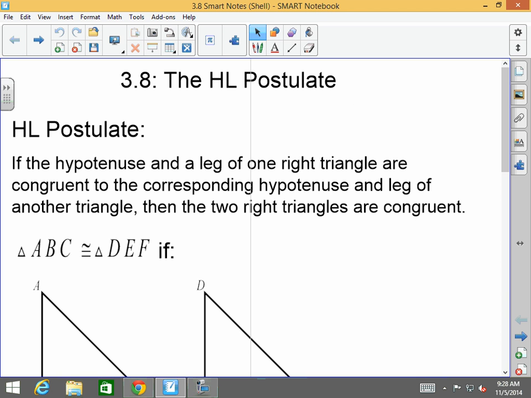Okay? So far we've learned about side-side-side, side-angle-side, angle-side-angle, angle-angle-side, and now this one is HL, hypotenuse-leg. This is the only one, though, that must have a right triangle involved. In the other triangle congruence theorems and postulates, they do not have to necessarily be right triangles. But for HL, they have to be right triangles. And you have to be able to prove that they are right triangles, okay?